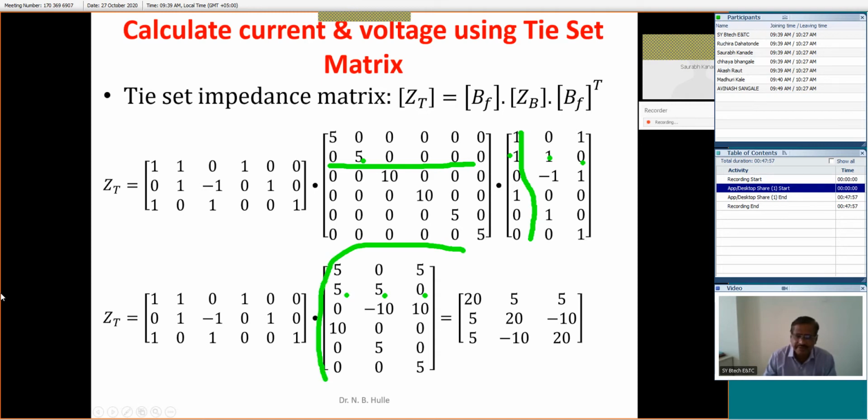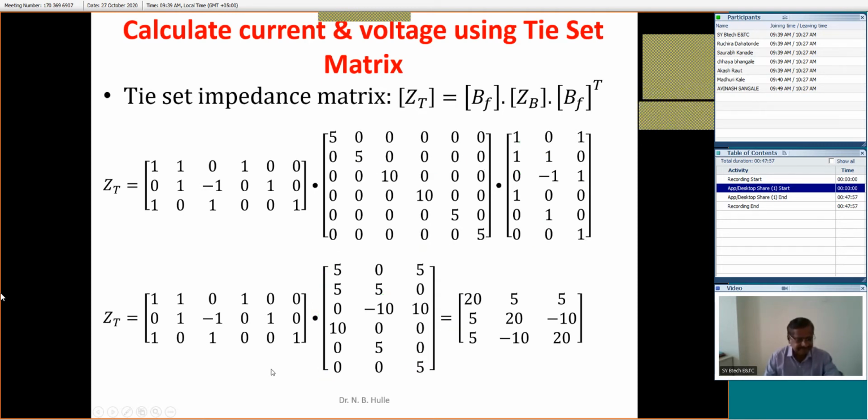In this way we will prepare this matrix, the multiplication of these two matrices. Then again, if we find the multiplication of these two matrices, 5 into 1 is 5, plus 5 into 1 is 5, plus 0, plus 1 into 10 will be 10, and then 0 and then 0.